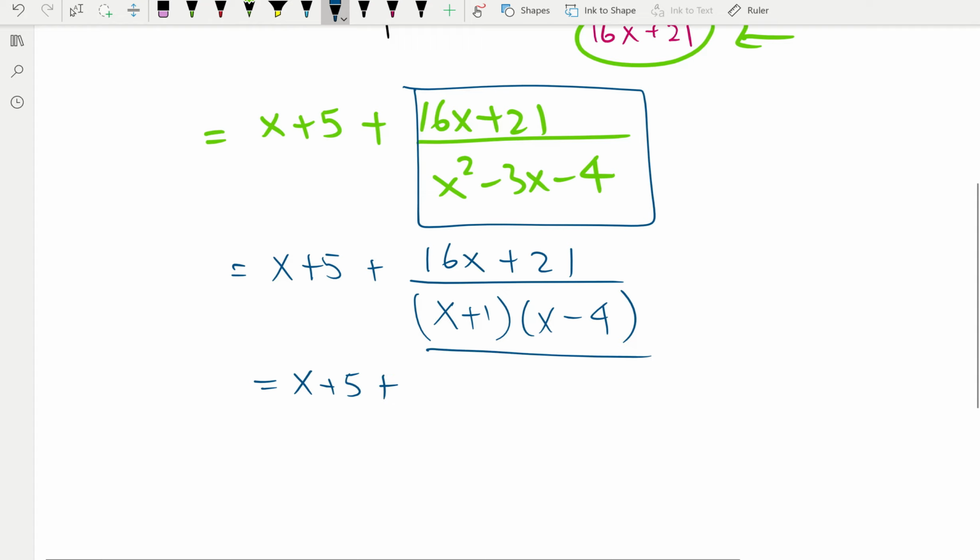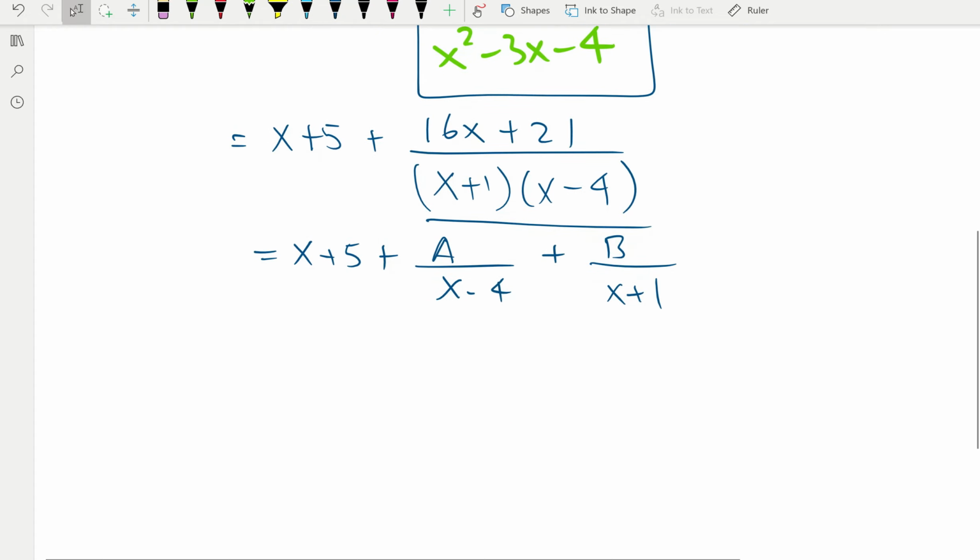Now for the decomposition, these are distinct linear factors. So it would be like A over x plus 1. Let's choose x minus 4 first, A over x minus 4. No particular reason, I just like x minus 4 at the beginning because it matched with my key. That's the secret, okay? No big deal. Alright, so this is the basic decomposition.